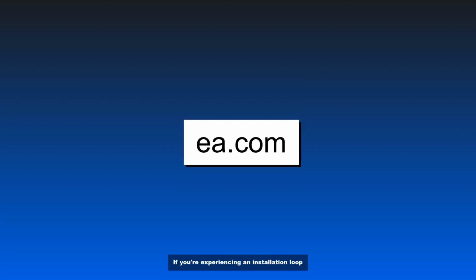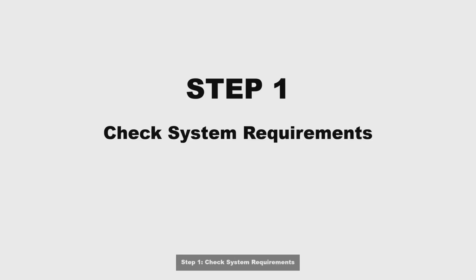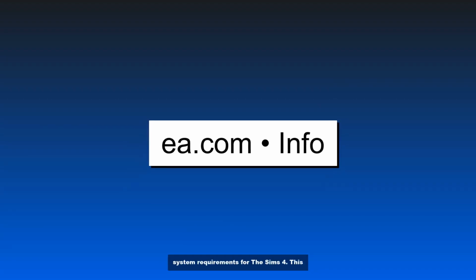After experiencing an installation loop with The Sims 4, follow these steps to troubleshoot and resolve the issue. This guide will help you get your game up and running smoothly. Step 1. Check system requirements. Ensure that your computer meets the minimum system requirements for The Sims 4. This includes checking your operating system, processor, RAM, and graphics card specifications.